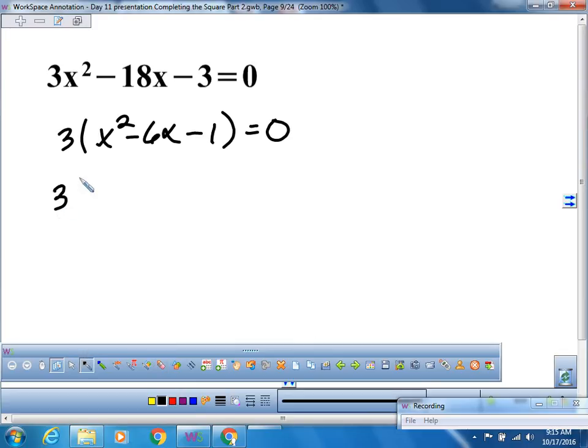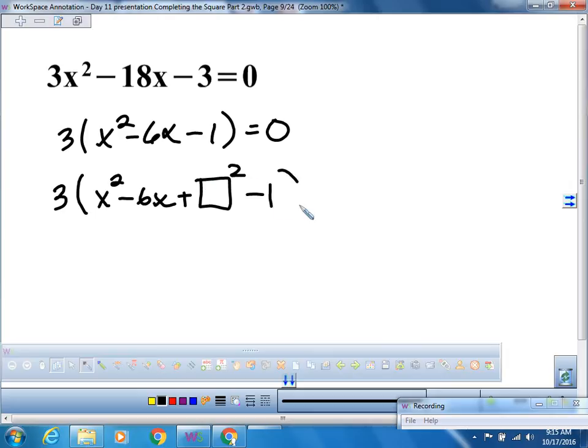I'd have to do 3 times x squared minus 6x plus something squared, right? But then I still have that negative 1 over here that I know I need to get over onto the other side, which is 3 times negative 1, so it's going to be negative 3.